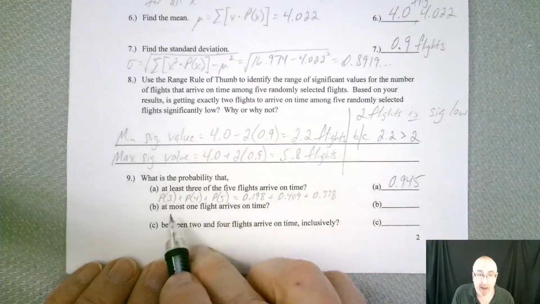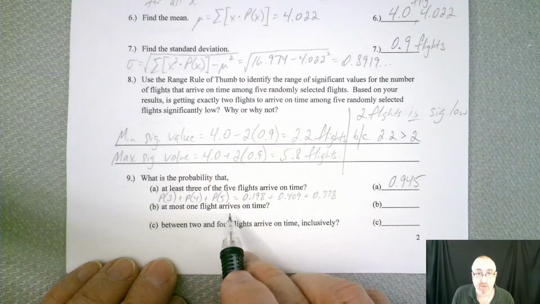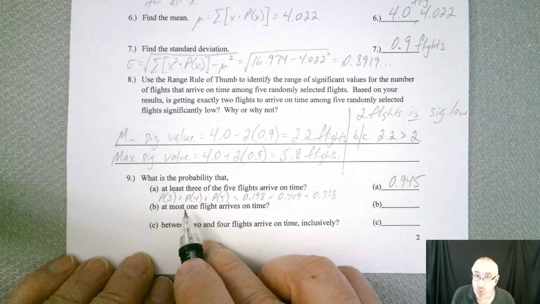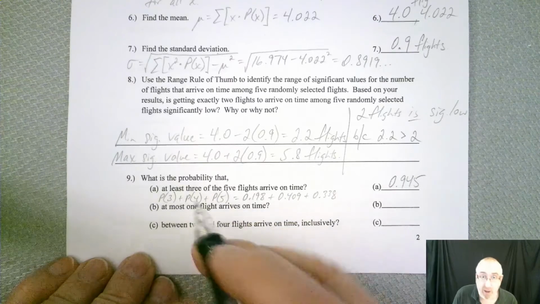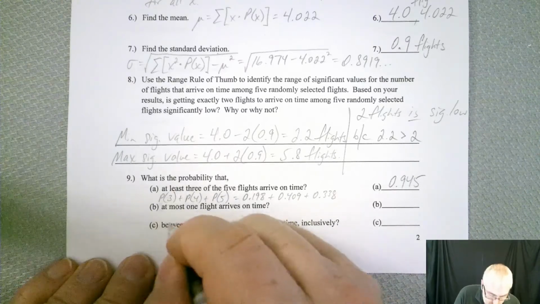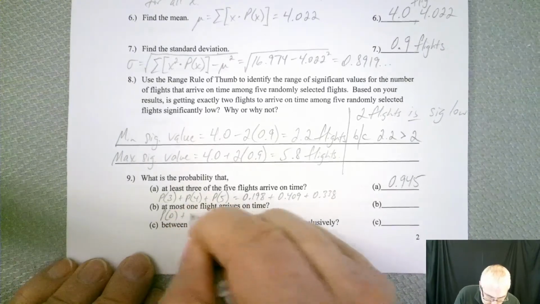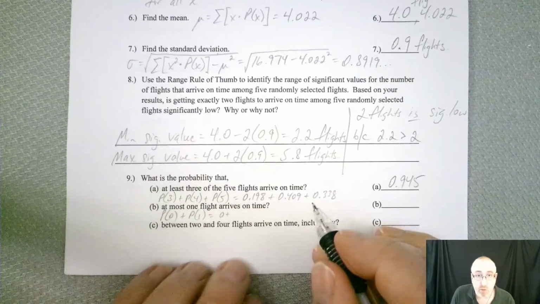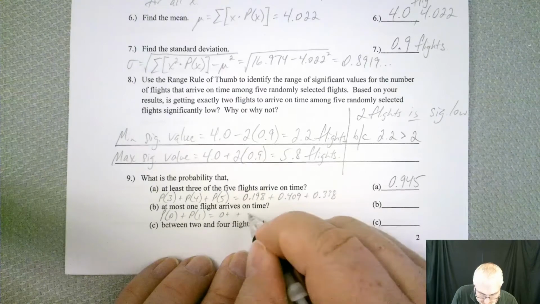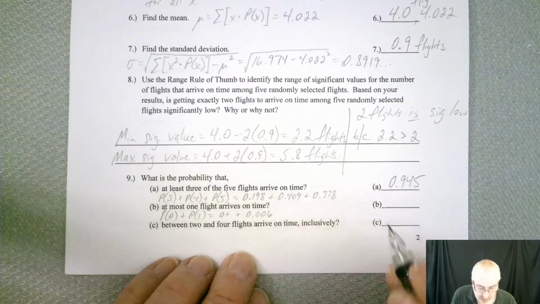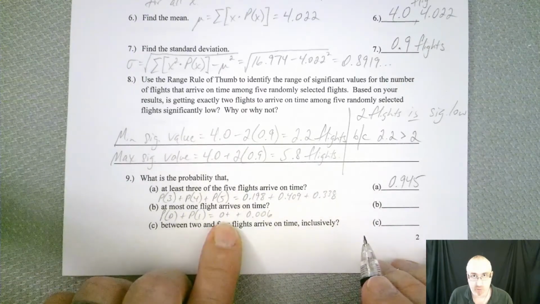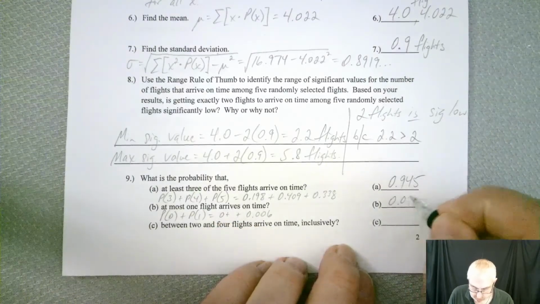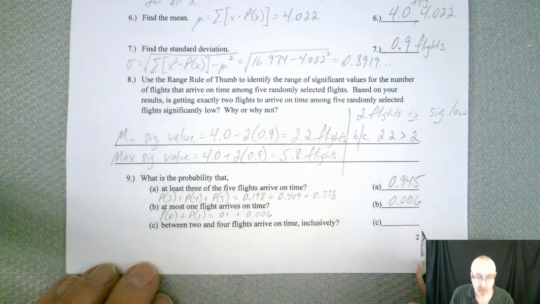Okay. At most 1 flight arrives on time. So at most 1. So at most also includes 1, but it's 1 and below. So we need the probability of 0 plus the probability of 1. The probability of 0 was 0, plus the probability of 1 was 0.006. So remember, this doesn't really add anything. So 0.006 should be your probability.